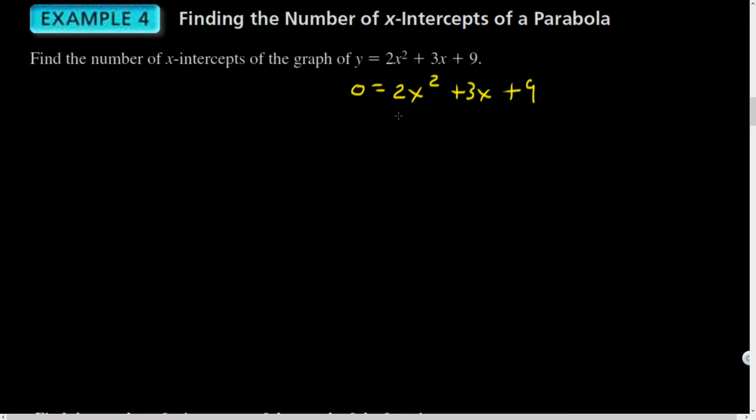And now I can do my discriminant deal. A equals 2, b equals 3, c equals 9. And then b squared minus 4ac.